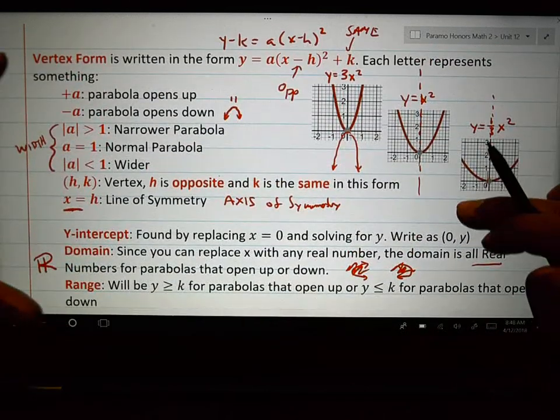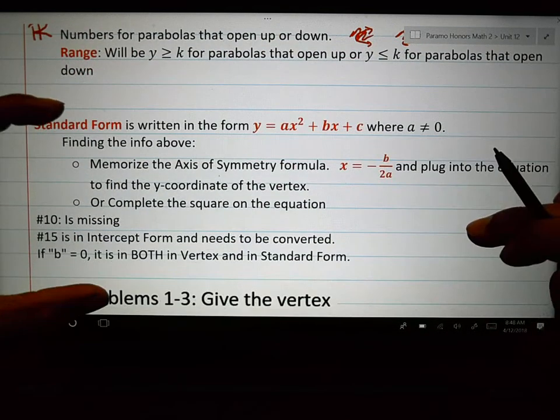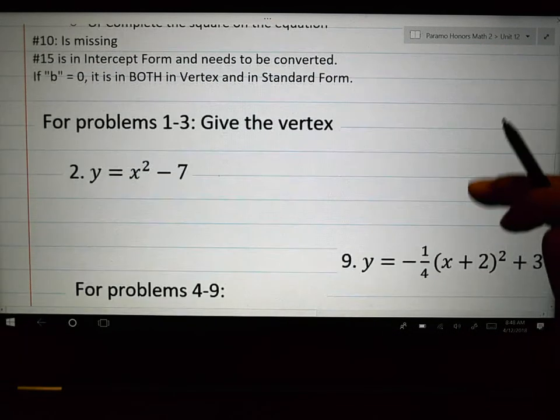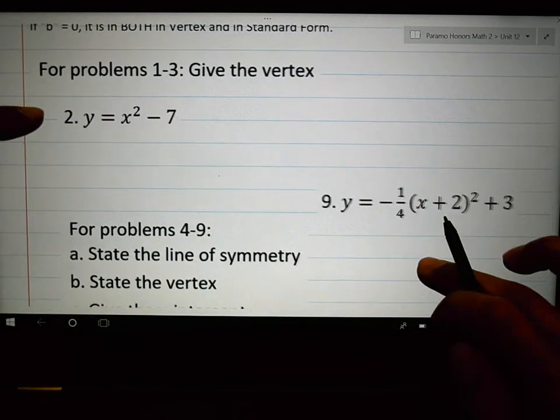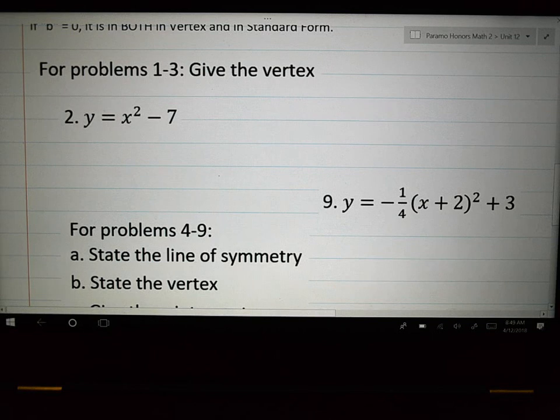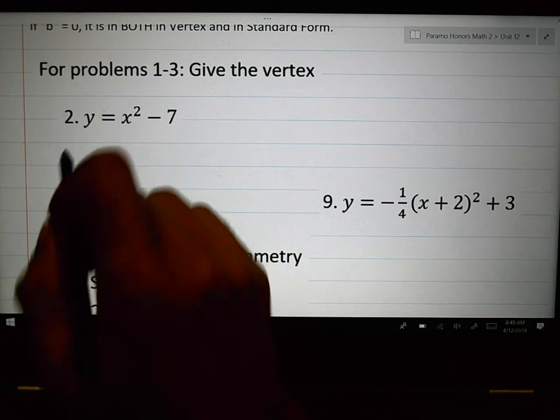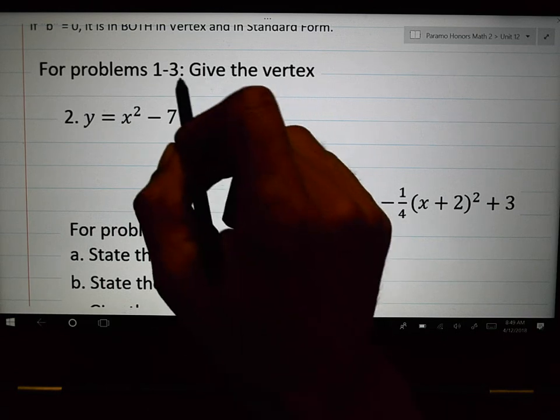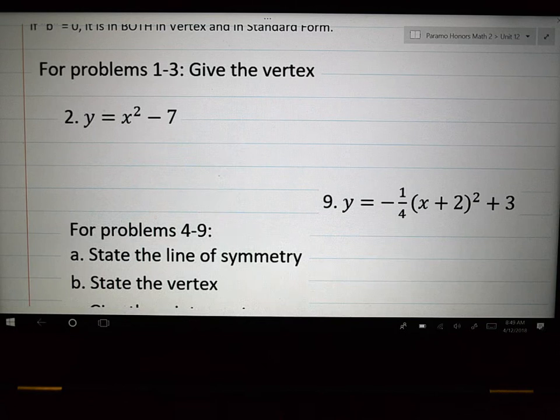So what I'm going to do is skip past these notes real quick because I'm going to talk about the vertex example. Here is what it looks like. We're going to do 2 examples. Then I'm going to talk about standard form. The first example I have for you is number 2. If you would like to do this as the first problem of your homework, feel free to do so. 1 through 3, give the vertex. This is number 2.